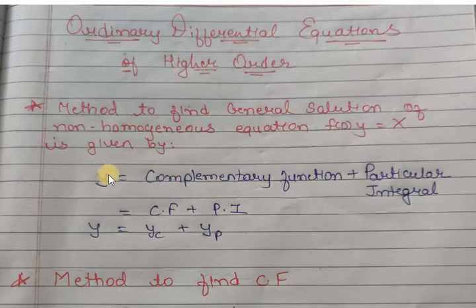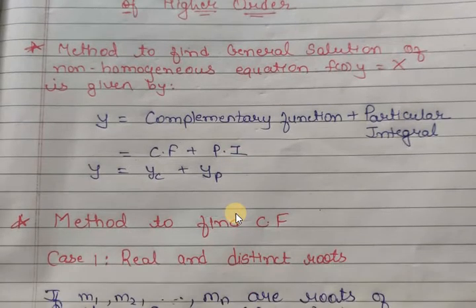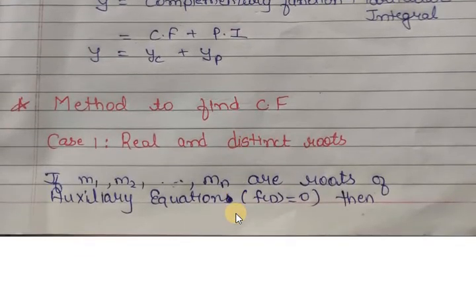So the general solution is given by y equal to complementary function plus particular integral, that is CF plus PI. Therefore y is equal to yc plus yp. So this is the general solution. Now there are different cases for CF as well as for PI. So let us discuss the method to find CF.